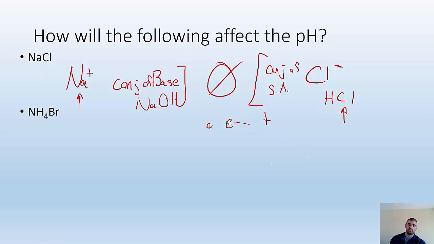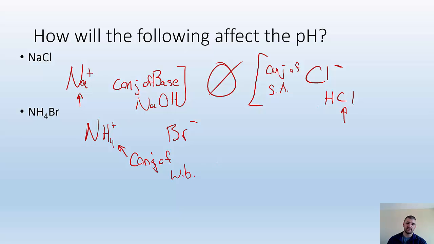All right, so let's take a look at this one, NH4Br. What is it going to break down into? It's going to break down into NH4 plus and Br minus. So I know NH4 is the conjugate of a weak base, which means that it's going to be pretty acidic, so it wants to decrease the pH.